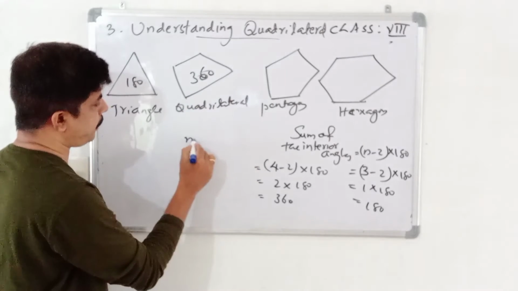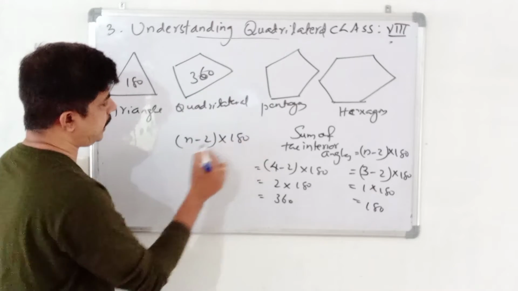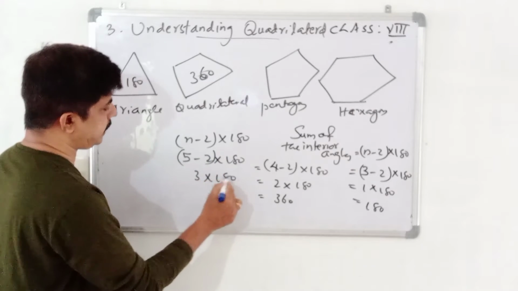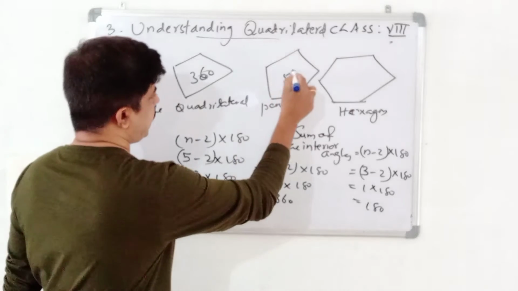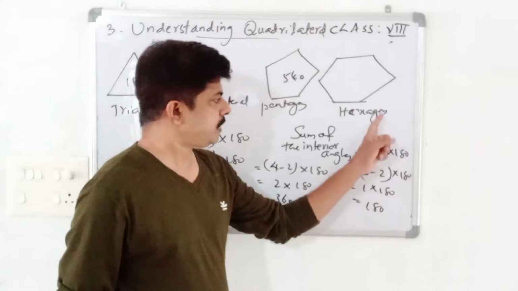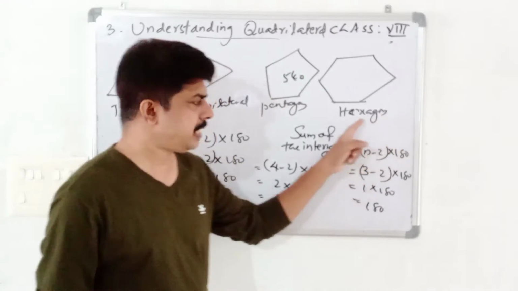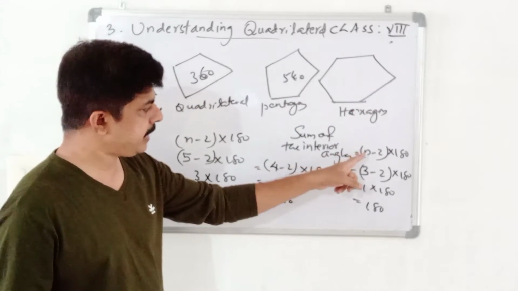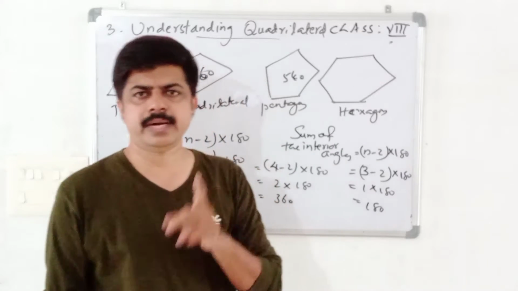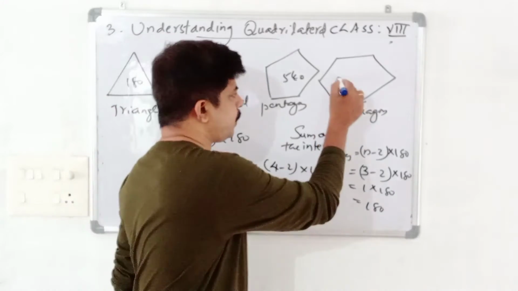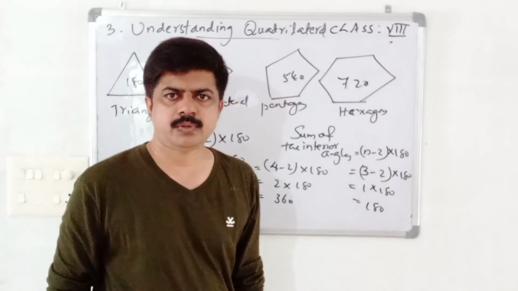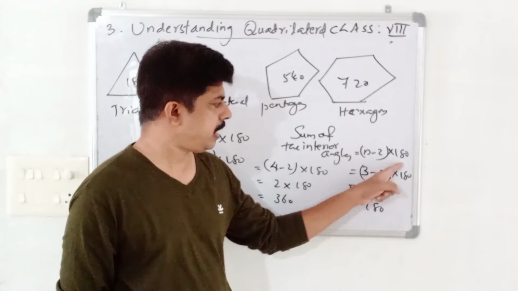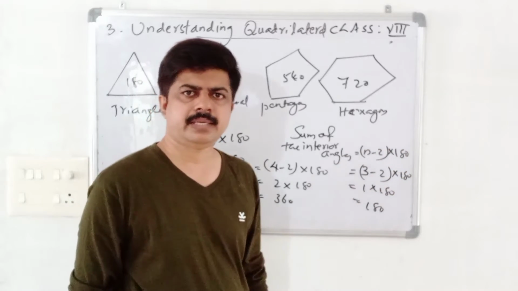Now the sum of the angles of a pentagon, we substitute n by 5. n minus 2 into 180, 5 minus 2 into 180, 3 into 180 is equal to 540. Sum of the angles of a pentagon is 540. What is the sum of the angles of a hexagon? We substitute n by 6. That is 6 minus 2 into 180. That is 4 into 180. What will be 4 into 180? It is 720. Like this, to find the sum of the angles of any polygon, we have to use this formula n minus 2 into 180.